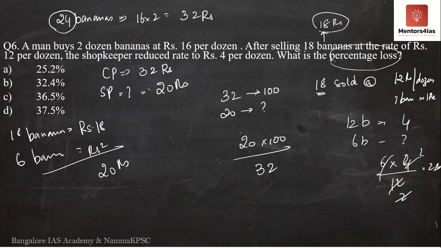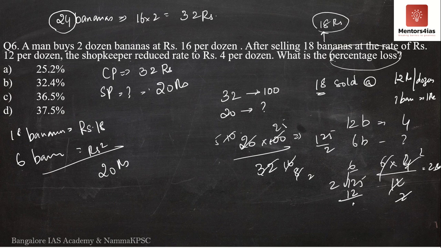Divided by 32. So 2 tens are 20, 2 fives are 10, 2 eights are 16, 4 25s are 100. This is nothing but 125 divided by 2. 125 divided by 2 is what? 60 plus 60 is 120 plus 5, so it is 62.5. You don't even have to divide it. Therefore, the selling price is 62.5%.